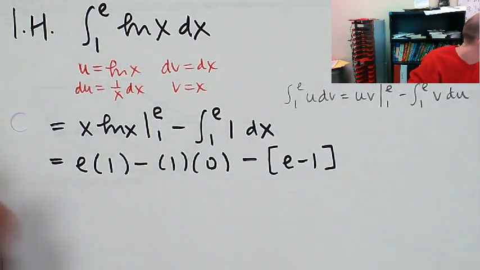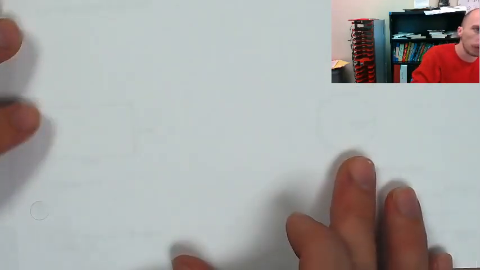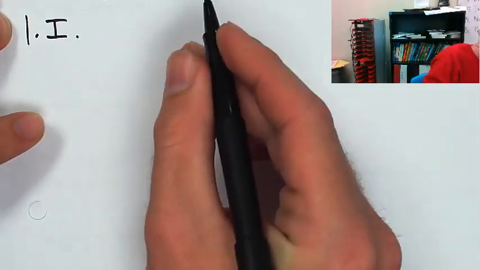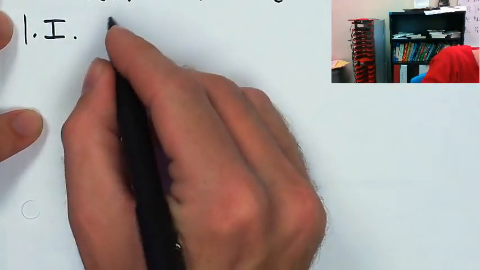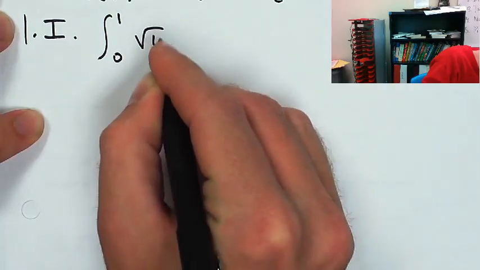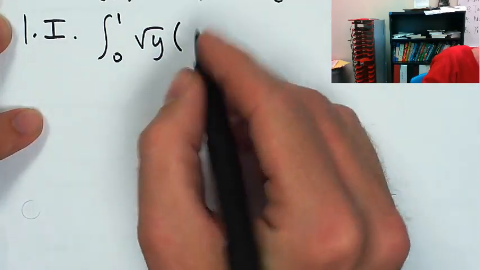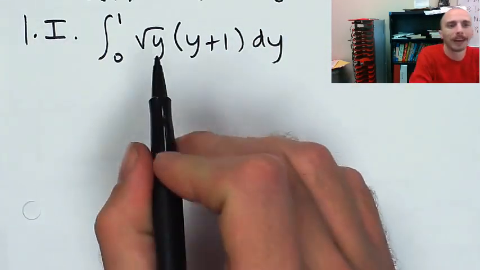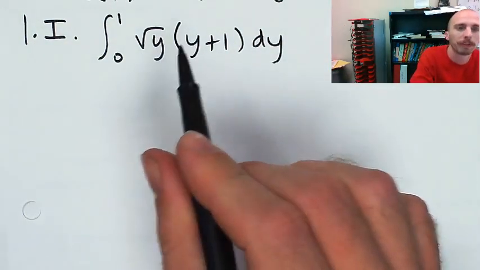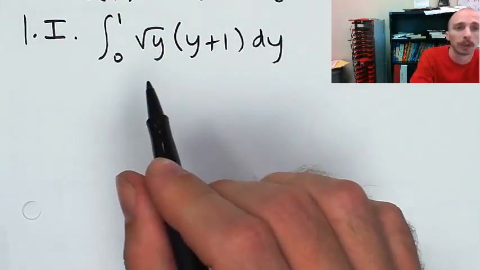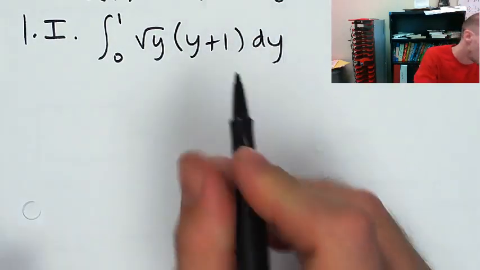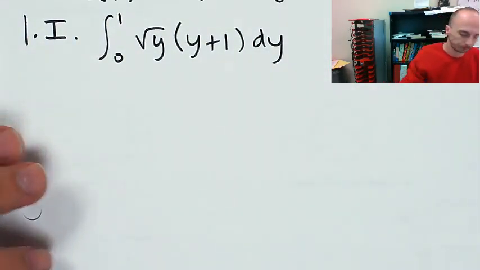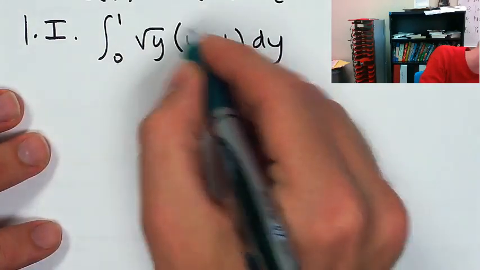Okay, I is going to be, good, I was hoping for one of these. The integral from 0 to 1 of the square root of y multiplied by y plus 1 dy. Here I've got algebra and algebra, and algebra plus algebra equals algebra, so we don't need to do u dv on it. What I'm going to do is distribute that, using y to the 1/2.